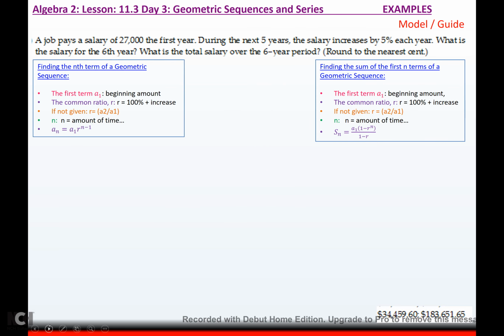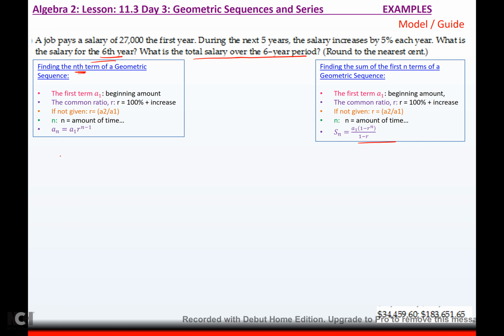All right, so this one says, a job pays a salary of $27,000 the first year. During the next 5 years, the salary increases by 5% each year. What is the salary for the 6th year, and what is the total salary over the 6-year period? They're asking me to do two things. First, just for the 6th year what he will make, so we're finding just the 6th term. And then they want me to figure out what he'll earn total over the 6 years.